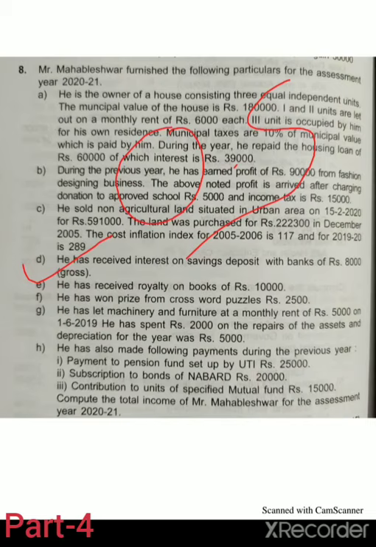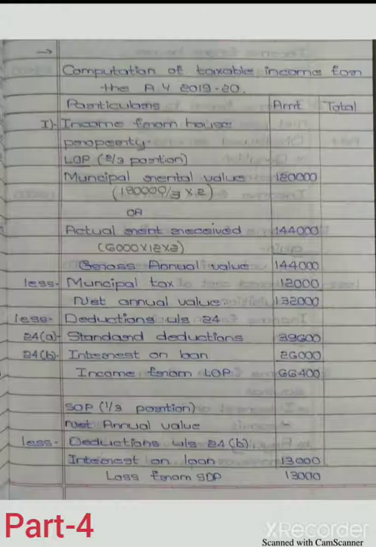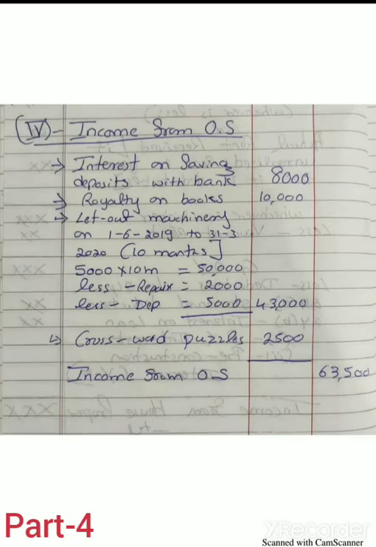He has let out machinery and furniture at a monthly rent of rupee 5,000 on 1/6/2019. The date is also a very important one. He has spent rupee 2,000 on repairs of the assets and depreciation for the year was rupee 5,000. So he has also made the payment during the previous year. These are also expenses. So here D, E, F and G relate to income from other sources. So the fourth given information is income from other sources.